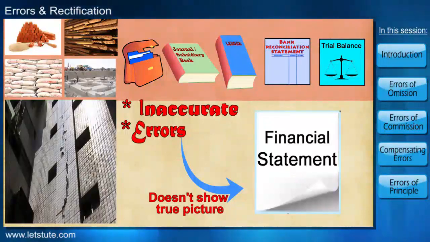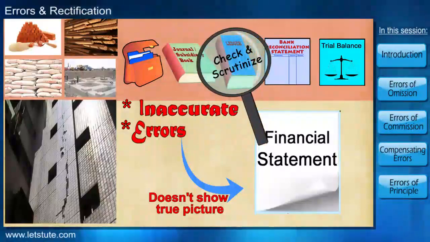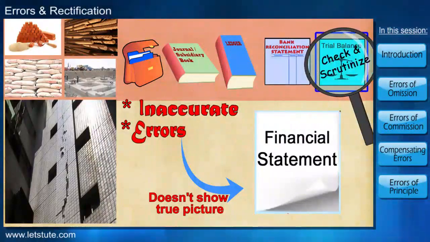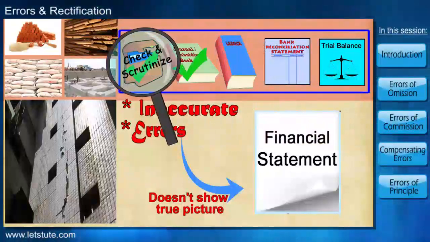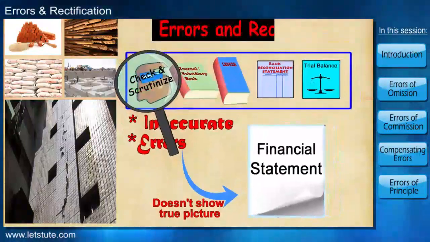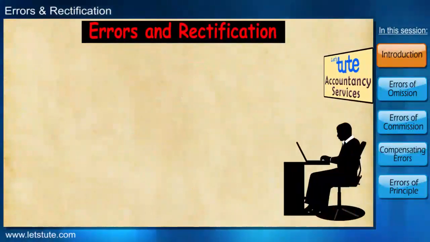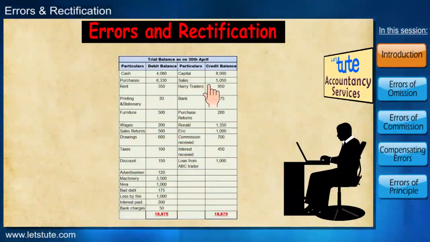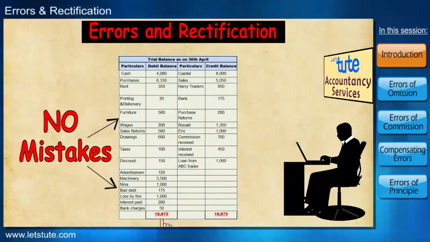In order for it to be true, we need to check for all possible mistakes by scrutinizing our trial balance and other accounting records and then finally correcting them. This process is called as errors and rectification. Well, we did this exercise of checking and scrutinizing of our friend Daniel's trial balance that we made, and it was completely free from errors. So we don't need to worry about it.